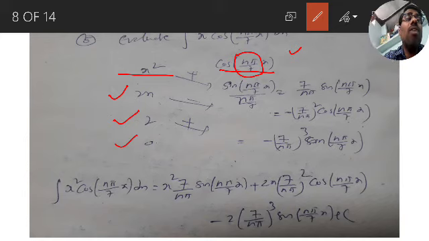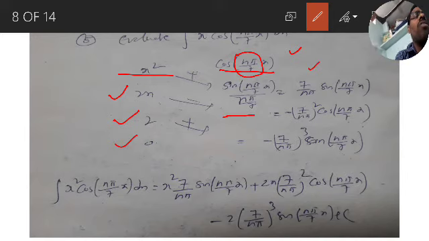So integration of cos of n pi by 7 x is sin of n pi by 7 into x by n pi by 7. If n pi by 7 comes up, therefore 7 by n pi. 7 by n pi into sin of n pi by 7x.